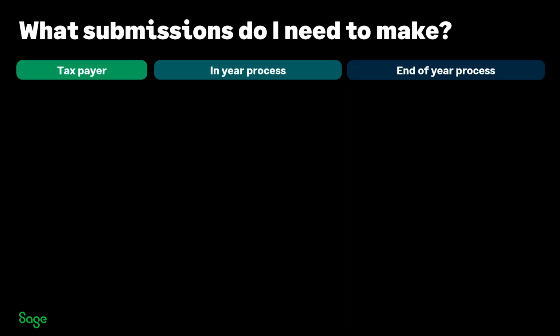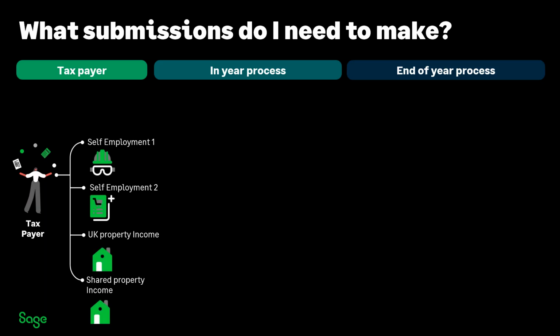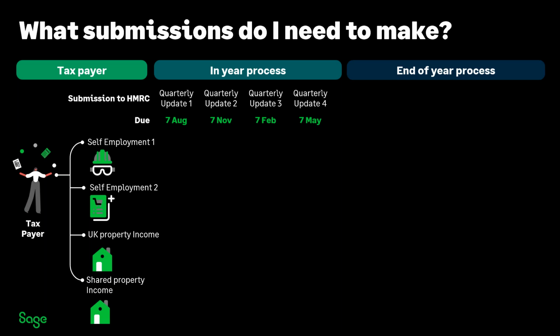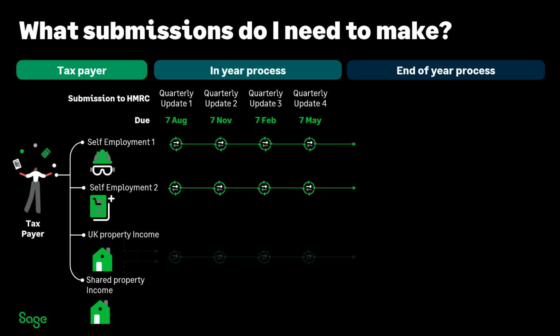So let's have a look at the whole picture from start to finish. We've got this taxpayer here, so let's call him Joe Bloggs. Joe Bloggs has 2 businesses: 1 UK property solely owned that he rents out, and then a property that he shares with his brother, where he'll also have a shared rental income. He adheres to the standard periods, so they're aligned with the tax year.